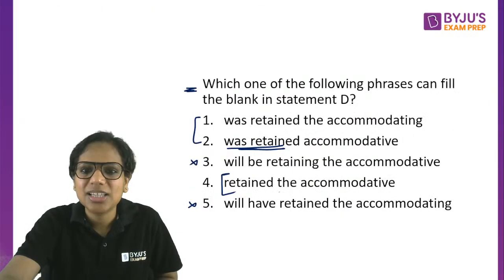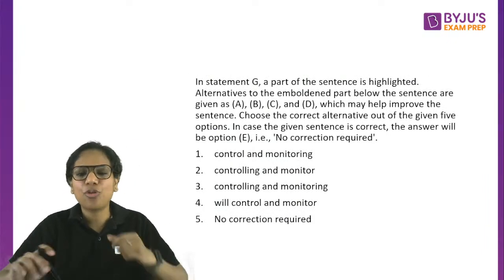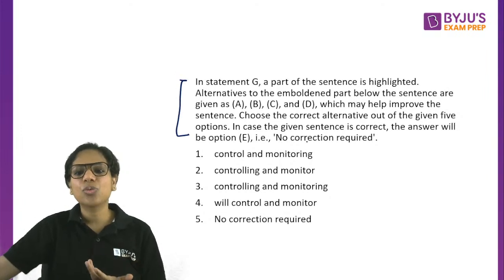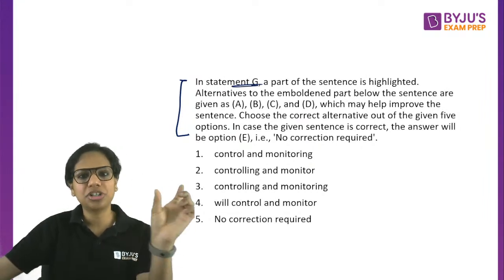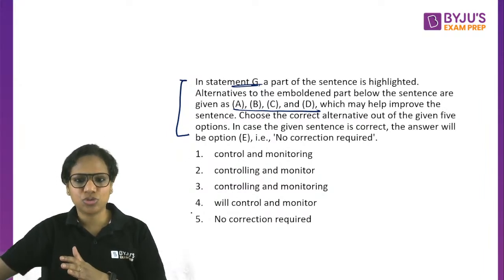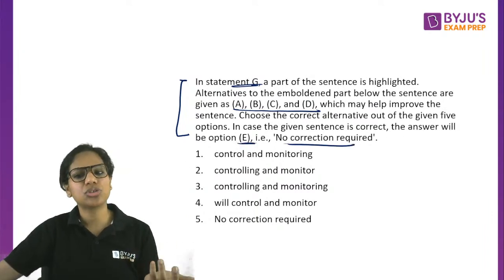Okay. So let's see the next question here. Now I have formed my sequence, so I'll be able to do the rest easily. So let's look at the next thing, which is a grammar question. In this last statement, a part of the sentence is highlighted. Control and monitor, I highlighted it for you. Alternatives to the emboldened part below the sentence are A, B, C, and D, which may help improve the sentence. Choose the correct alternative out of the given 5 options. In case the given sentence is correct, the answer will be E, that is, no correction required.